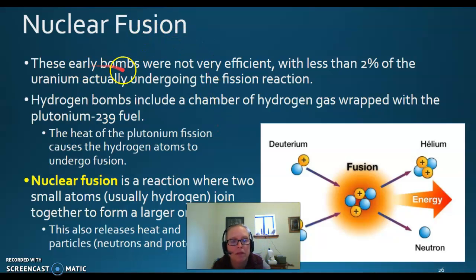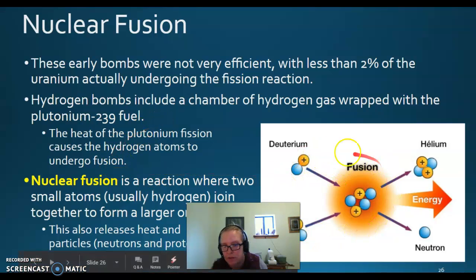So these early bombs were considered not very efficient, and here's why, and that is going to be number 33. There was less than 2% of uranium actually undergoing fission. And hydrogen bombs included a chamber of hydrogen gas wrapped with the plutonium-239 fuel.